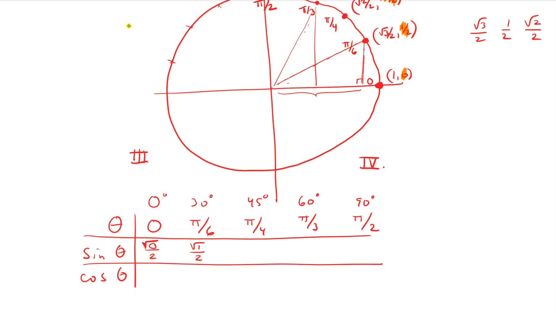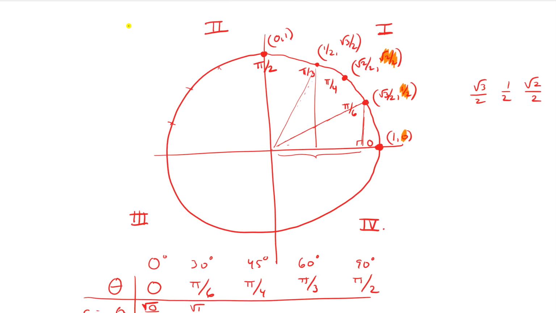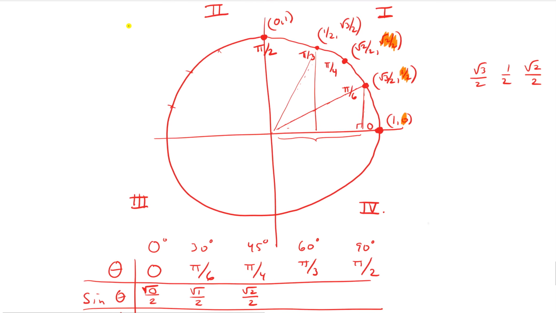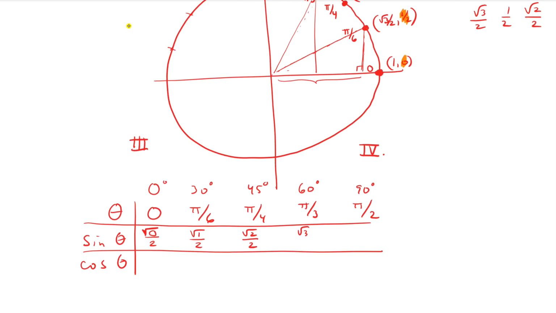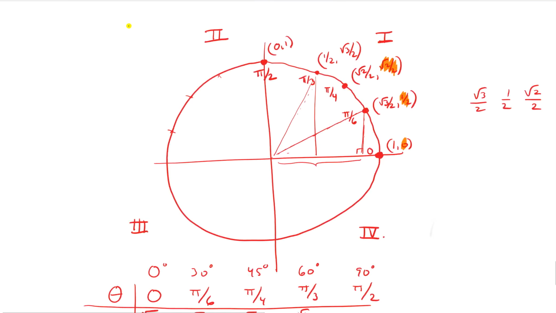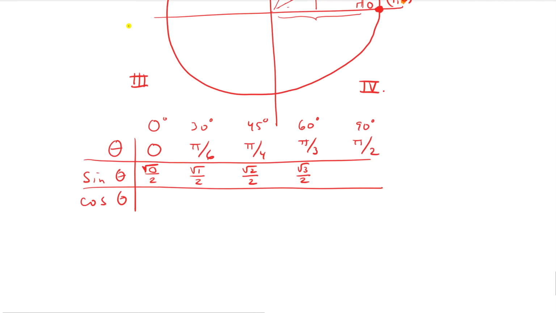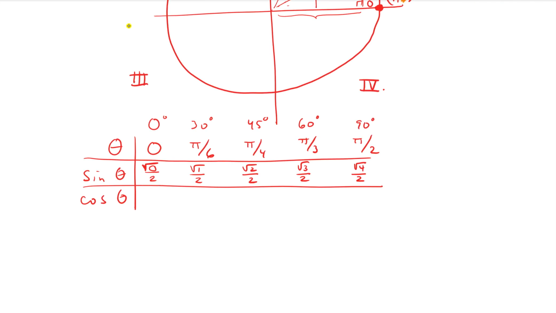Pi over 4, look at the y value. It's root 2 over 2. Okay, so I'm going to keep it like that. Pi over 3, the value is root 3 over 2. I'm going to keep it like that. And at pi over 2, the y value is 1. But 1, I'm going to write as root 4 over 2. And notice that this is 1 because root 4 is actually equal to 2. So 2 over 2 is 1. And look how cute that is.